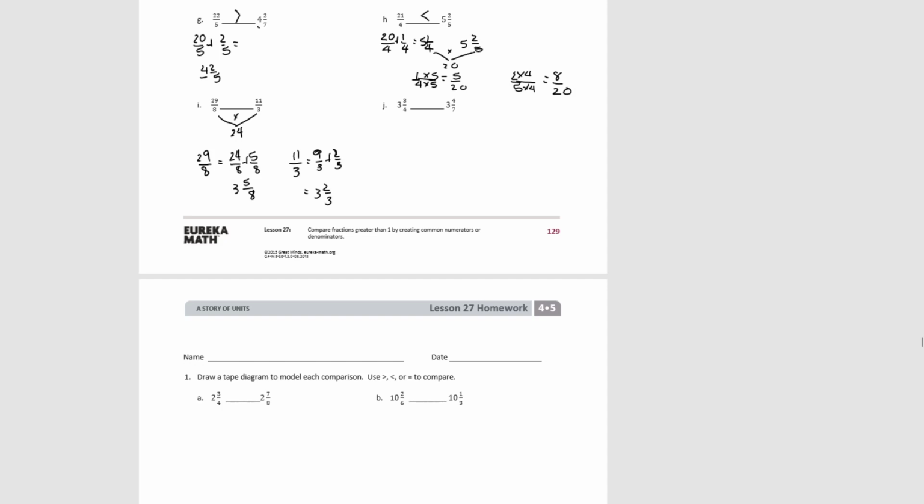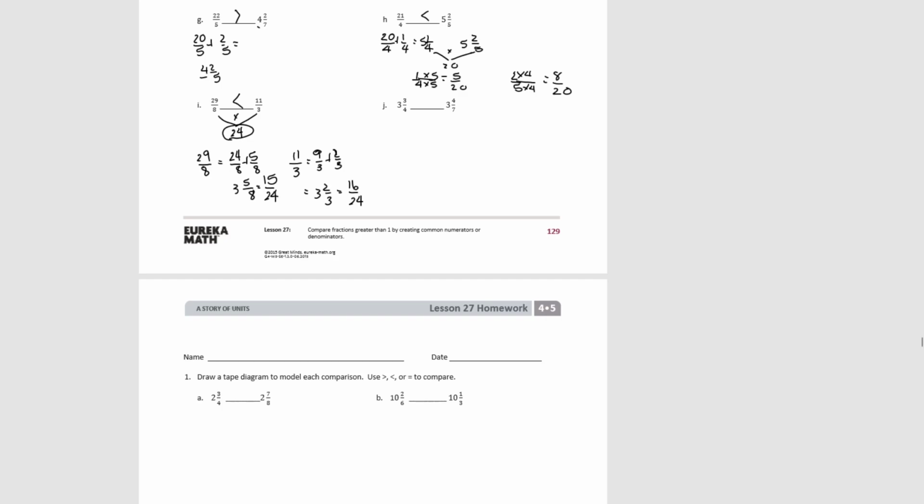So our whole numbers are the same. So we're going to compare 5/8 with 2/3, and we said we wanted to have denominators equal to 24. So if we turn this into 24ths, 8 times 3 is 24, and 5 times 3 is 15. And over here, to get 24ths, we multiply by 8. So 2 times 8 is 16. 15/24 is less than 16/24. So 29/8 would be less than 11/3.